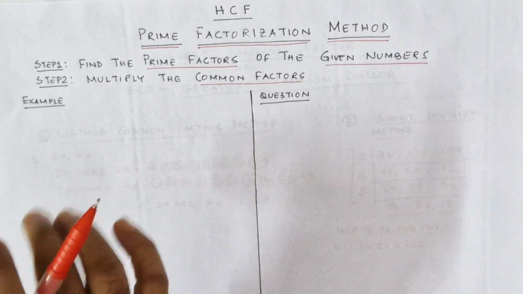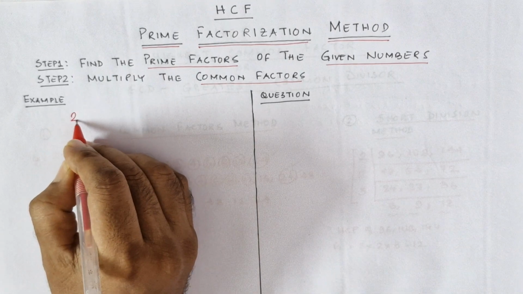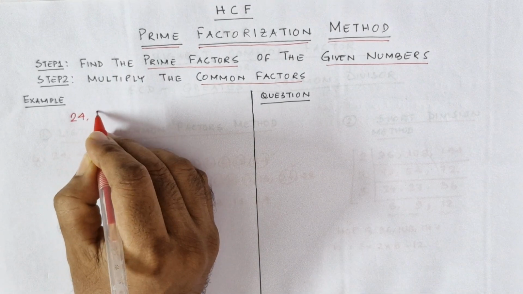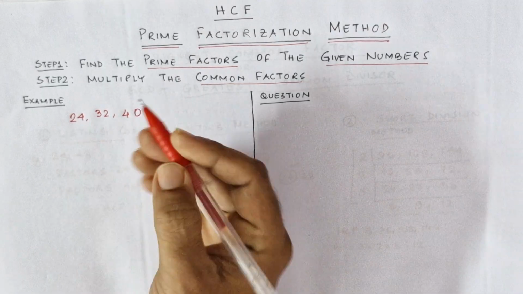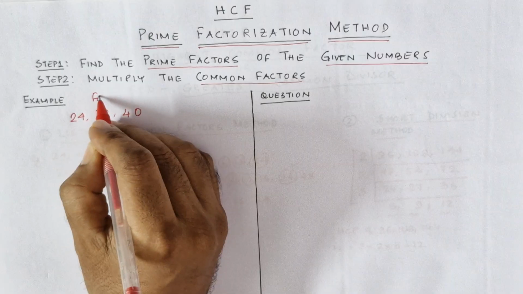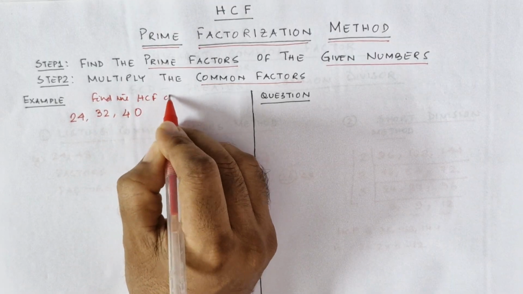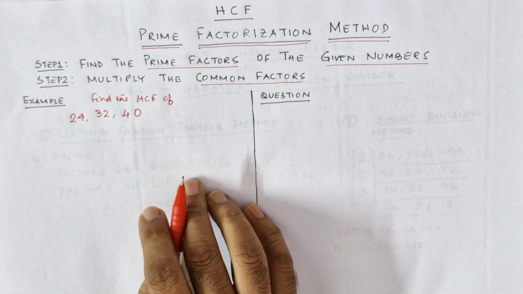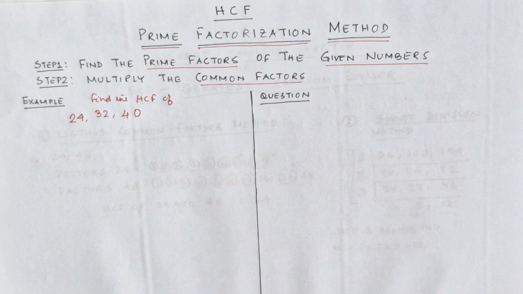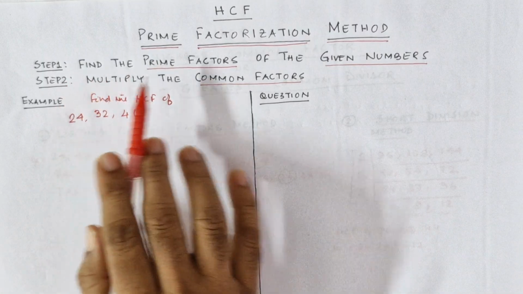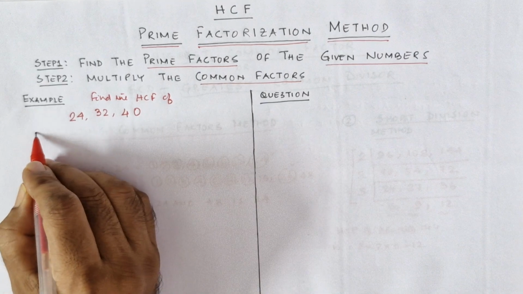Got it? So let's see, the first example is, we have 3 numbers. We need to find the HCF of 24, 32 and 40 by prime factorization method. So what is the first step? Go ahead and find out the prime factors of the respective numbers. Let's do it one by one.